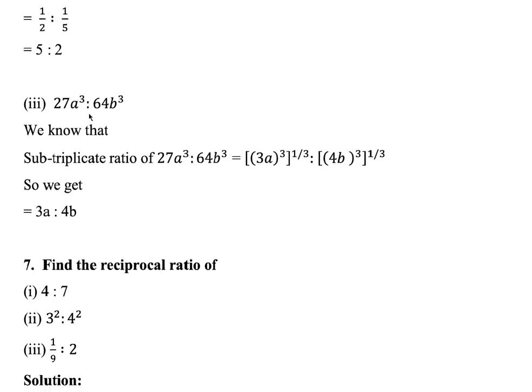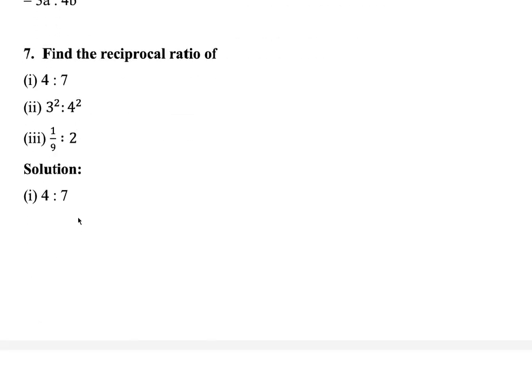27a to the power 3 is to 64b to the power 3. If we want to make the sub-triplicate ratio, the first one to the power 1 by 3 and the second one also whole to the power 1 by 3. So that comes to 3a is to 4b. Come to the next problem.